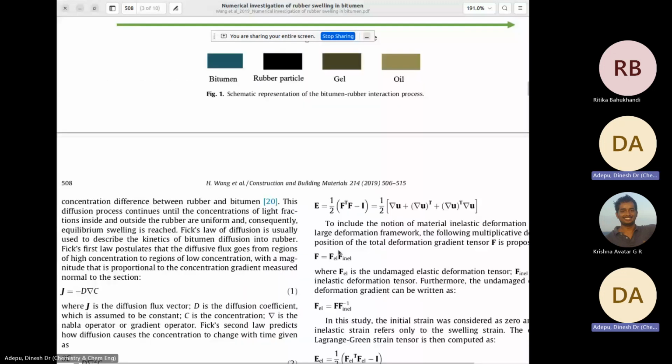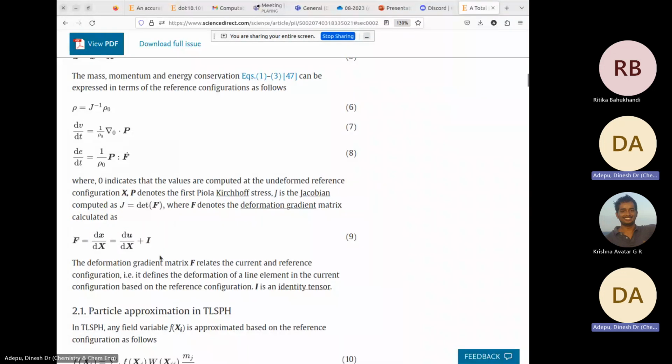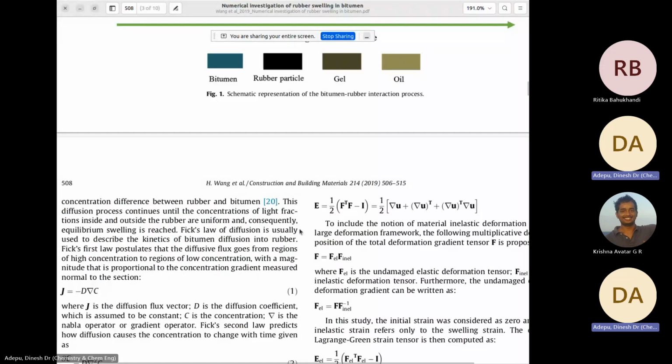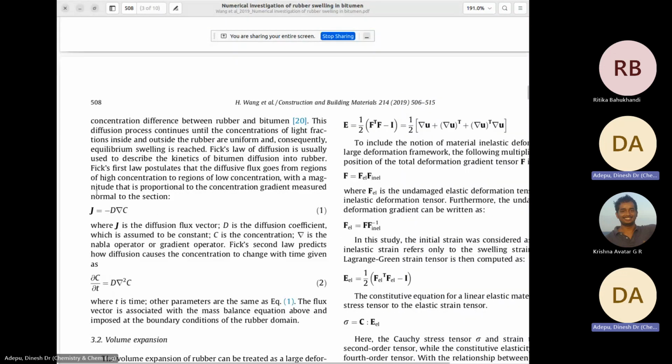I take this inelastic form and add it to the existing F. So I have this new F here. I'll just take it and put it inside these equations, and I can easily model the deformation of a particle due to swelling. When water diffuses inside a particle, it starts to swell, right? And that is modeled.